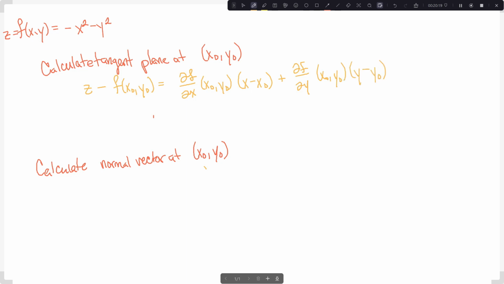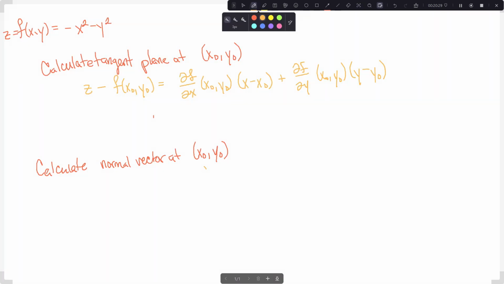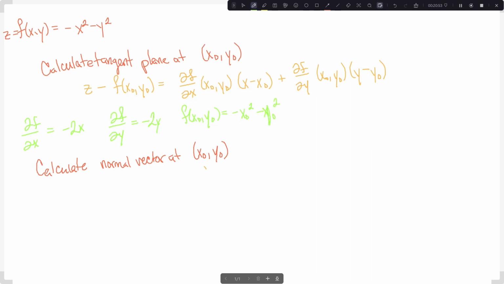So we just need to calculate a few things. We need to calculate the partial with respect to x, the partial with respect to y, and the value of the function at the point. So let's just grab those three things. Partial f partial x is negative 2x. Partial f partial y is negative 2y. Finally, f of x naught y naught is negative x naught squared minus y naught squared.